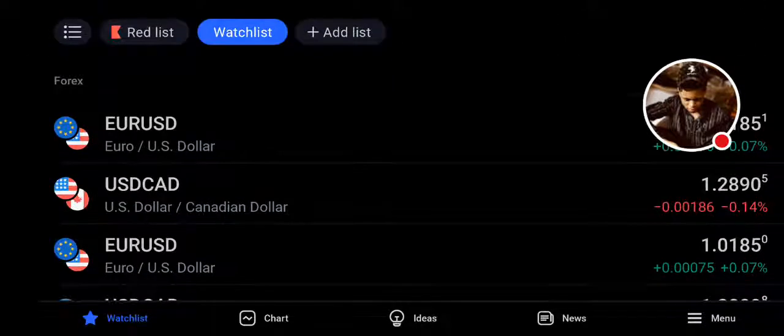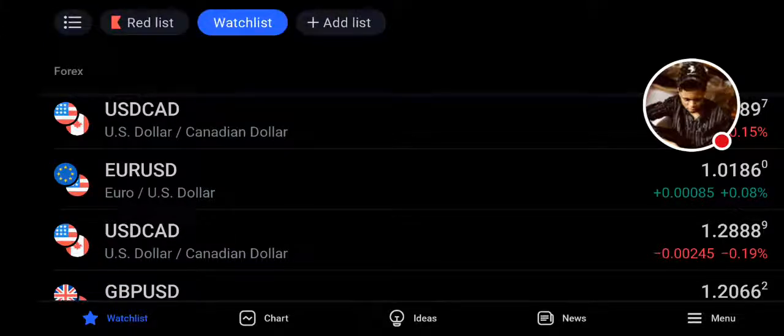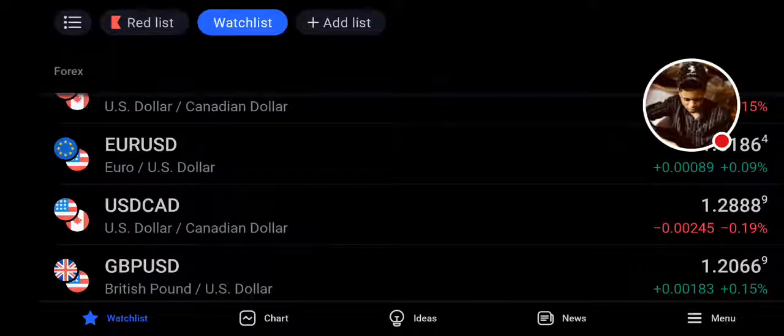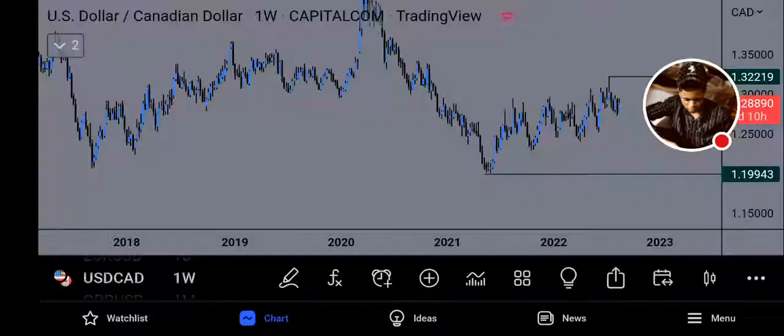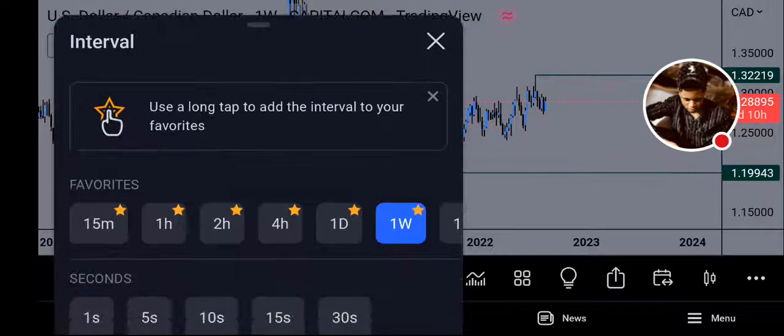So let me move over to USD CAD. Okay, I can see one watching. Moving over to USD CAD right here. This is from the weekly time frame, right? As you can see, this is from the weekly time frame.